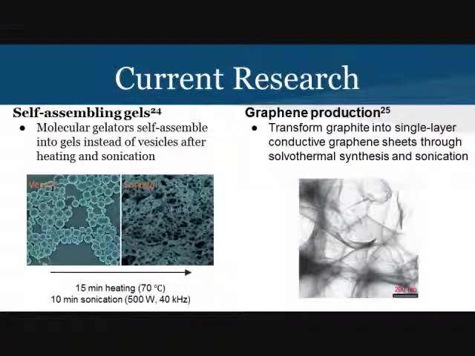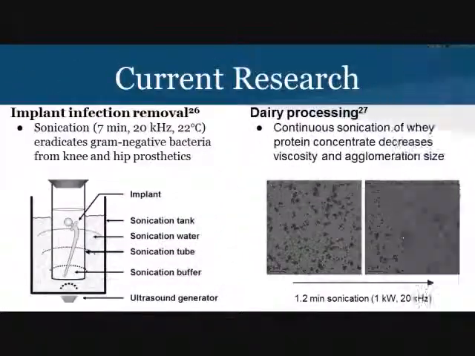Researchers in China are using sonication to affect how low molecular weight gelators self-assemble, which could be used to develop shape-shifting materials. Researchers in Sydney, Australia are using sonication to transform graphite into single-layer graphene sheets, creating a very strong and highly conductive material out of inexpensive graphite.